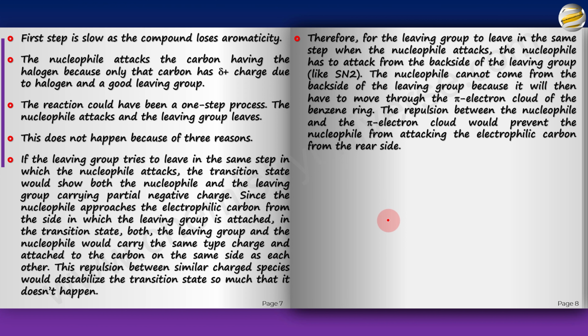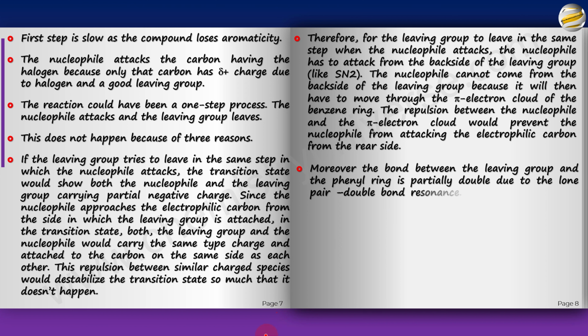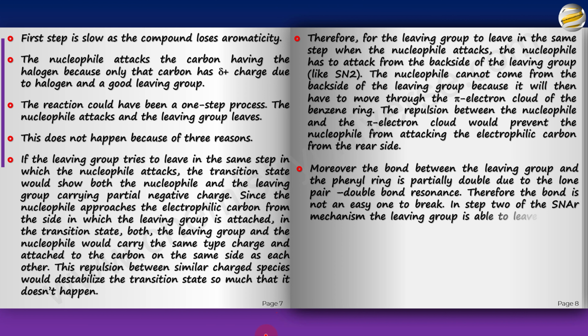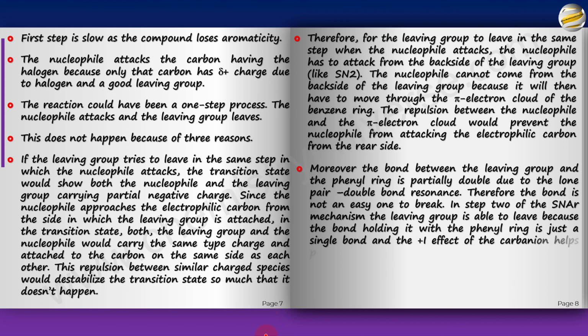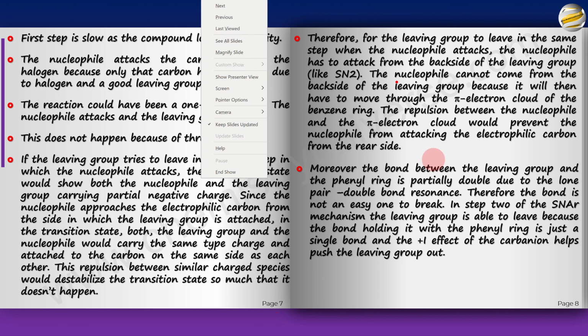the electrophilic carbon. Moreover, the bond between the leaving group and the phenyl group is partially double bond due to the lone pair double bond resonance. Therefore, the bond is not easy to break. In step 2 of SNAr, the mechanism, the leaving group is able to leave because the bond holding it with the phenyl ring is just a single bond, and the plus I effect of the carbanion helps push the leaving group out. So if I were to just take you back, let me show you the previous slide.